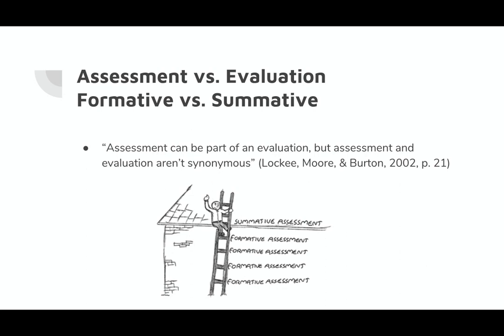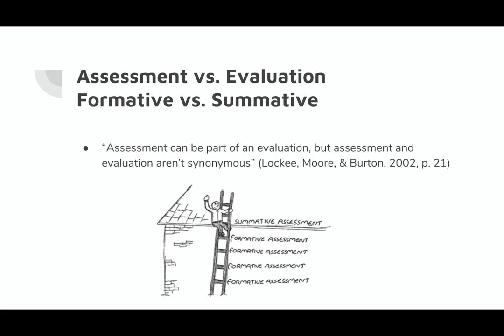So evaluation has a subcomponent that might include assessment, but those two terms are not going to be used synonymously with each other. So we're going to focus mostly on formative and summative assessments, but keep in mind that it can always tie back to your evaluation. To discuss the difference between formative and summative assessments, that's well illustrated by this diagram here.